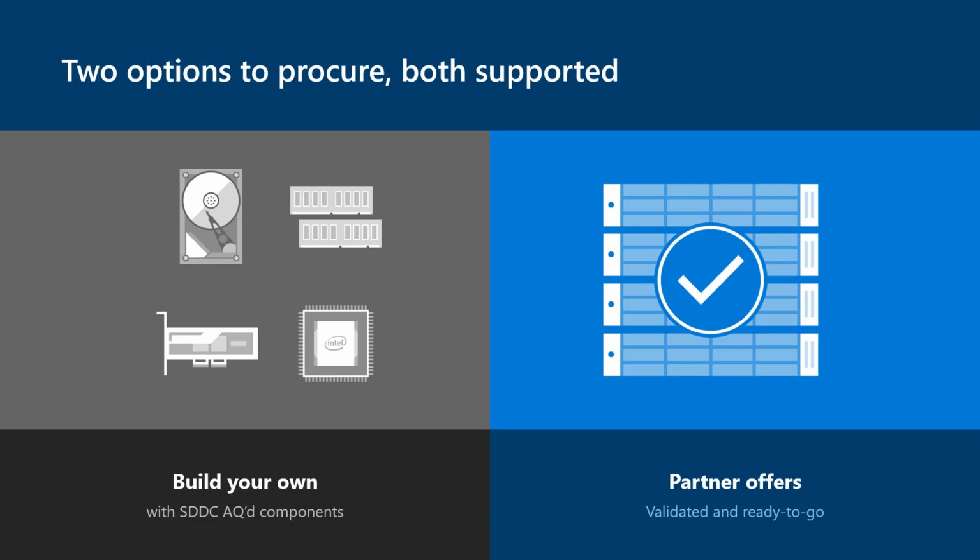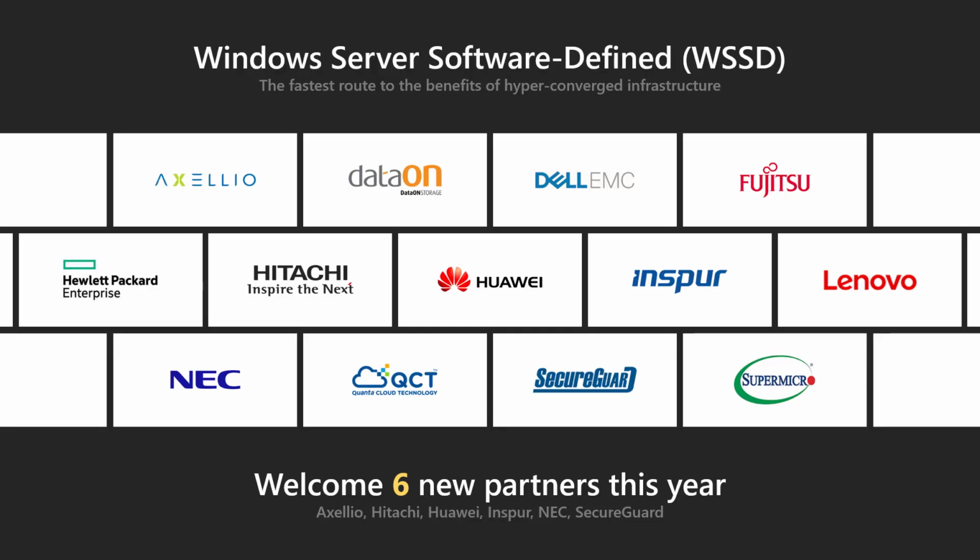We could also choose a partner offering. The advantage of the partner offering is that it is pre-validated. The partner selected the components and usually designed different scales, for performance optimized, capacity optimized, and mixed use, and the partner certifies the whole solution as a Windows Server software-defined solution. WSSD is the name of the program, the Windows Server Software-Defined program, where we have the certified solutions for hyper-converged infrastructure. We have several partners there. We have more than 50 solutions there.